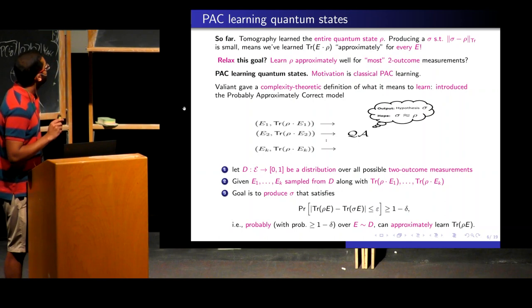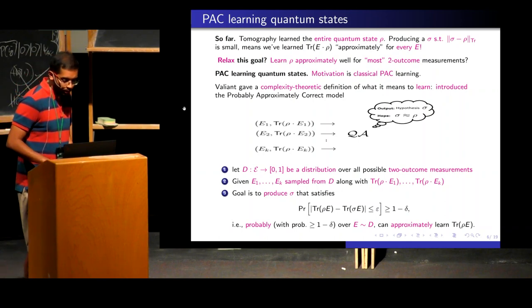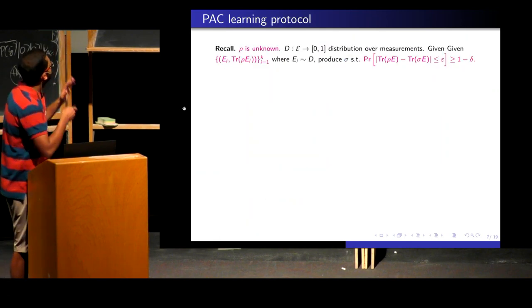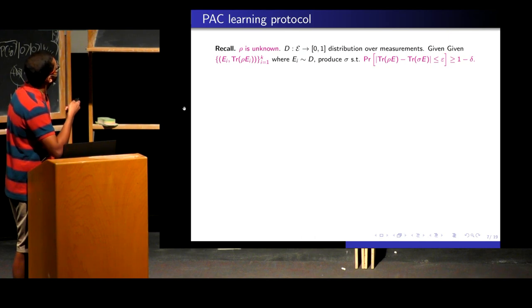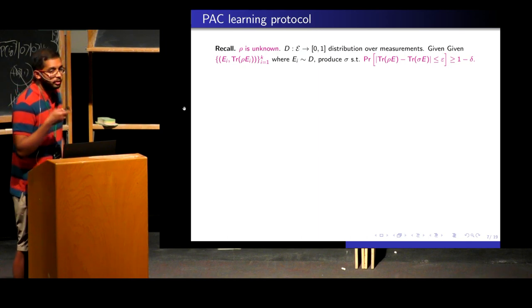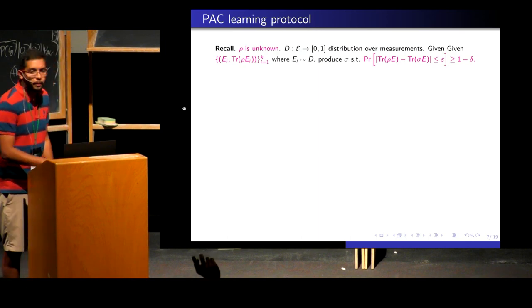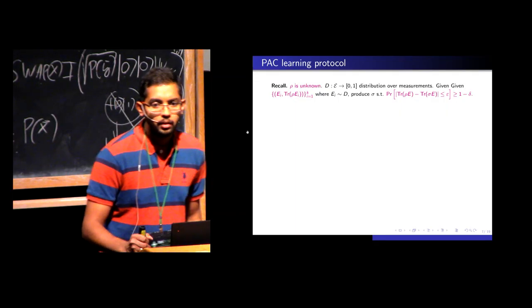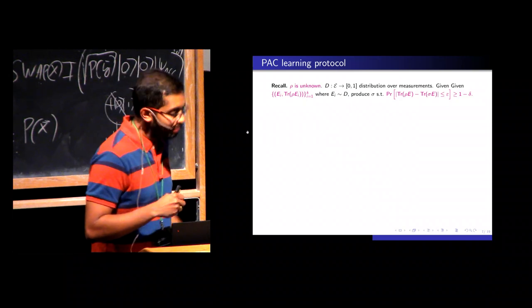Good, let me continue. I'm just summarizing the model again. Rho is unknown, D is an unknown distribution. Somebody gives me Ei, comma trace of rho times Ei, where Ei is sampled from the distribution. Your goal is to produce the state sigma, such that for most E's, trace of rho times E and trace of sigma times E are close. Let's just say I give you the explicit description.